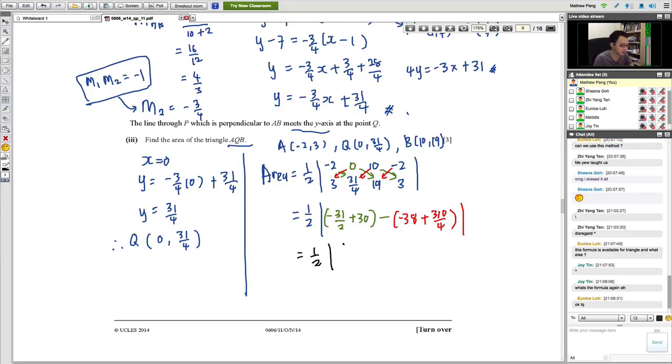Okay, so this is 29 over 2, minus negative 38 plus 310 over 4, which is 79 over 2. So this is 29 over 2 minus 79 over 2, divided by 2. Okay, the answer will be 12.5 unit square.